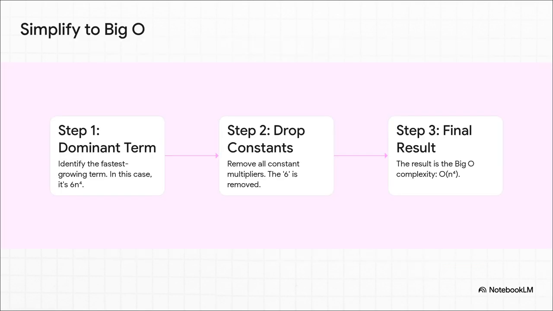And the process for simplifying this is actually beautiful. It's just two simple rules. First, you look at all the terms and you find the one that grows the fastest. I mean, as n gets to 1,000,000, n to the 4th power is going to absolutely dwarf n cubed. That's your dominant term. Then, second rule, drop any constants. The 6 out front, it doesn't really affect the rate of growth, so we just get rid of it. And what you're left with, that's your Big O complexity.